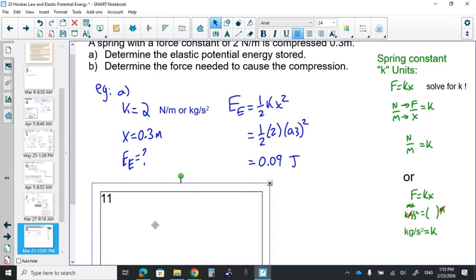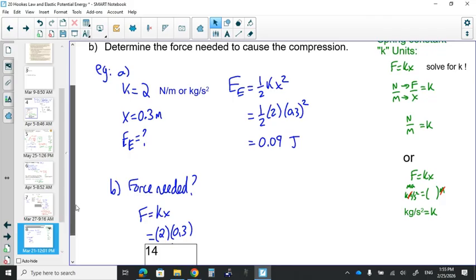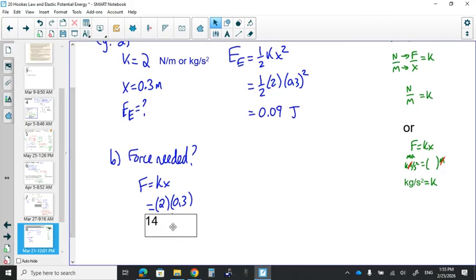And then for the compression, F equals kx, right? That could really have been part A, I guess, since we talked about it first, but that's the force needed for it. So 0.6 newtons would be needed, and the amount of energy stored in that spring would be 0.09 joules.